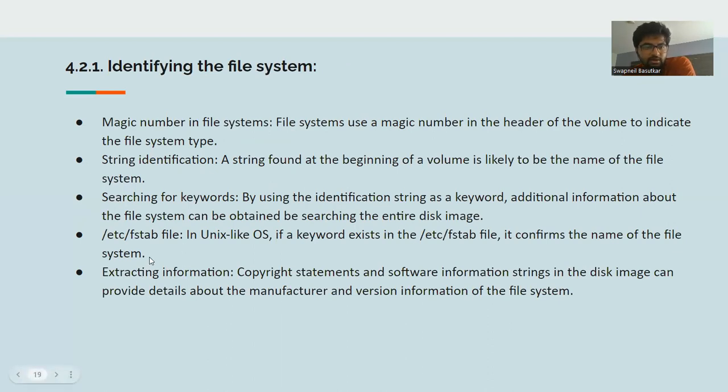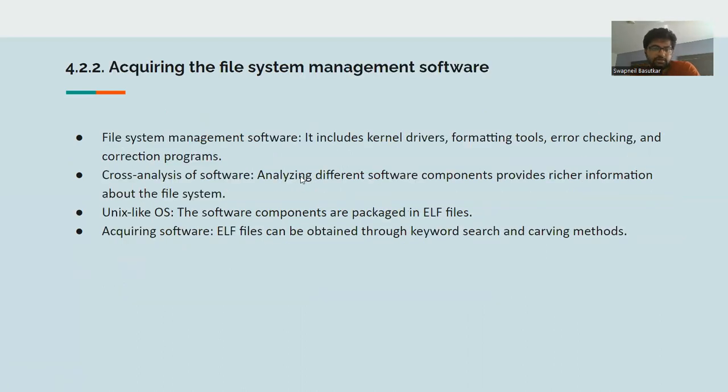Then there is the /etc/fstab file in Unix-like operating systems. If a keyword exists in the /etc/fstab file, it confirms the name of the file system. Extracting information, copyright statements, and software information: strings in the disk image can provide details about the manufacturer and version information of the file system.